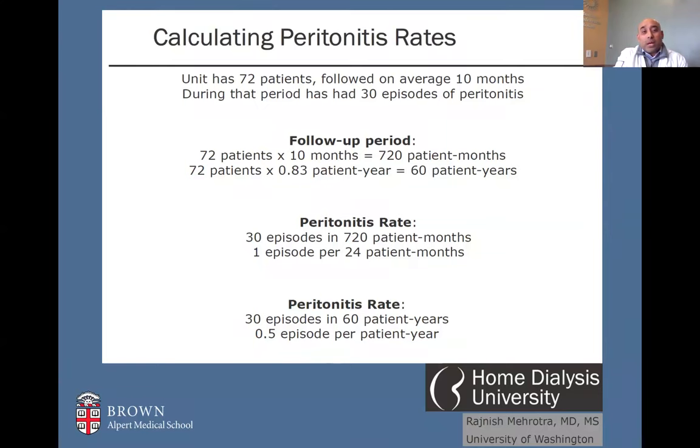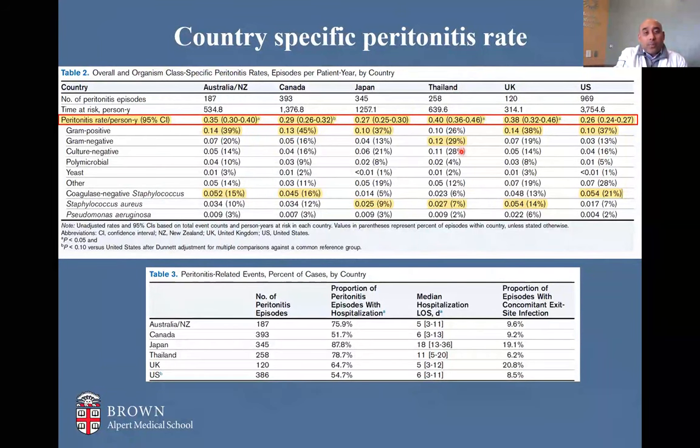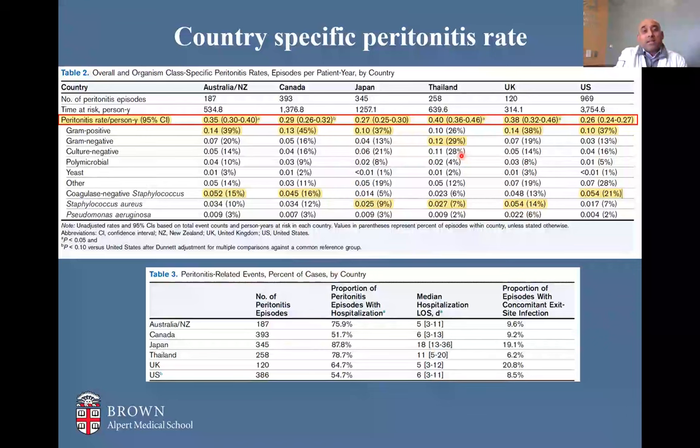So moving on to the result, this is the broad picture of what happened, how many peritonitis episodes in each country. So here you can see United States being the lowest, 0.26 peritonitis episodes per patient year, and highest seen in Thailand, 0.4 episodes per patient year, which is the upper limit of what ISPD recommends. Breaking it down further, pretty much all countries except for Thailand had gram positive as a dominant organism, and Thailand had gram negative. One thing I want to point out in Thailand is they had a pretty substantial amount of culture negative peritonitis.